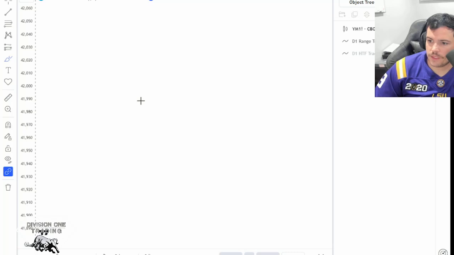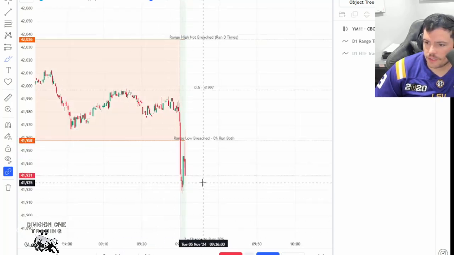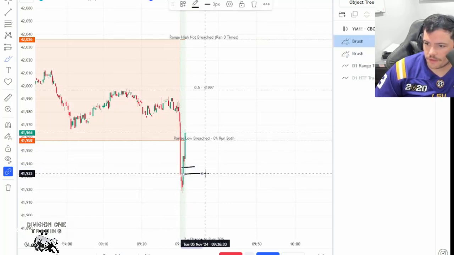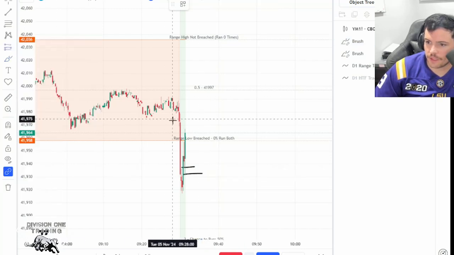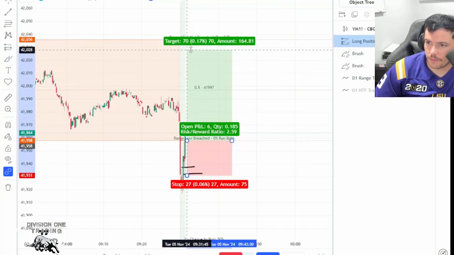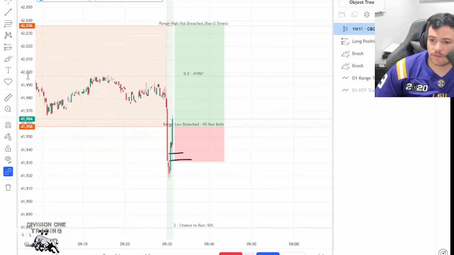So we see our setup. We're on the 15 second. Now I want you to see it runs that high. Now what just happened? It also ran that fair value gap. So we could get long there. Stop could go at that fair value gap and we aim for the opposite side. Now we know that this is probably about a 50-50 shot.